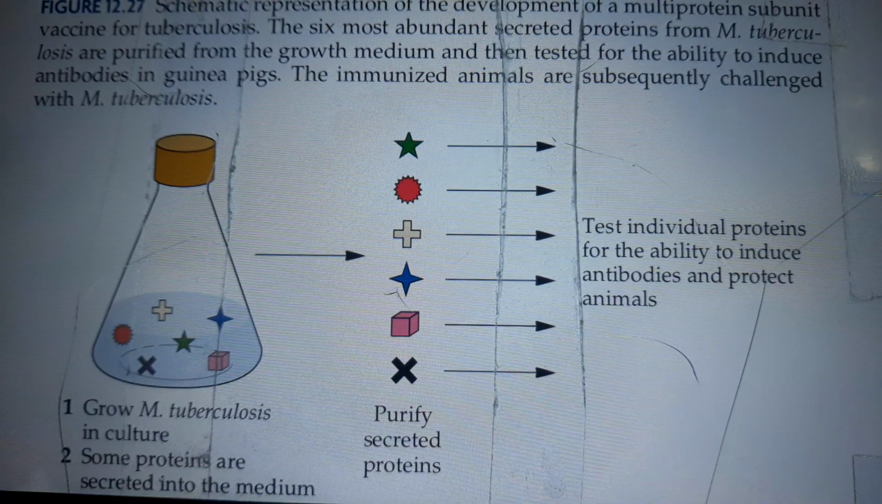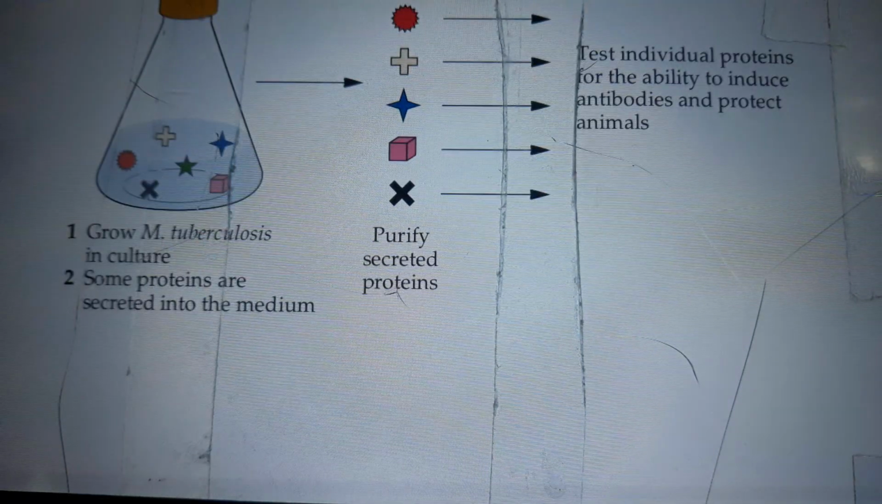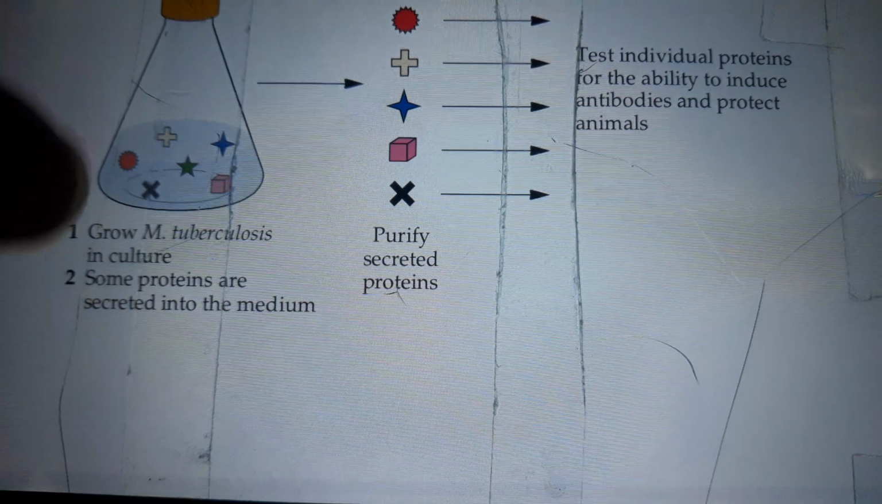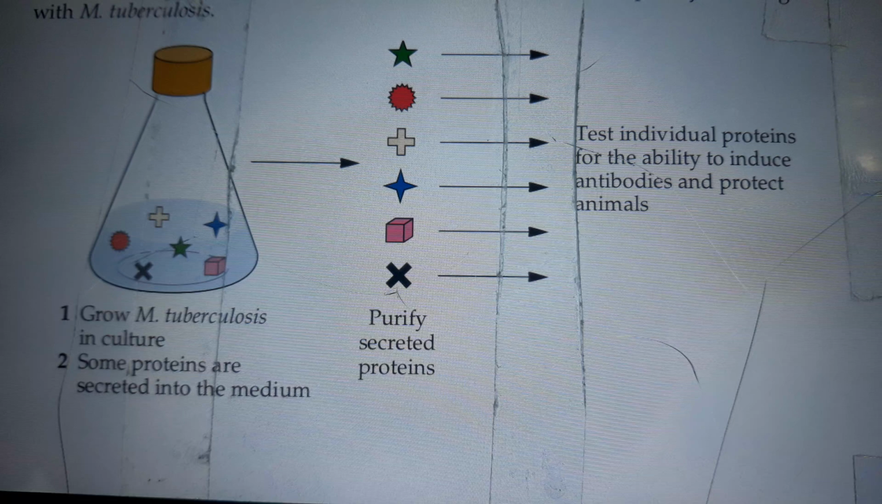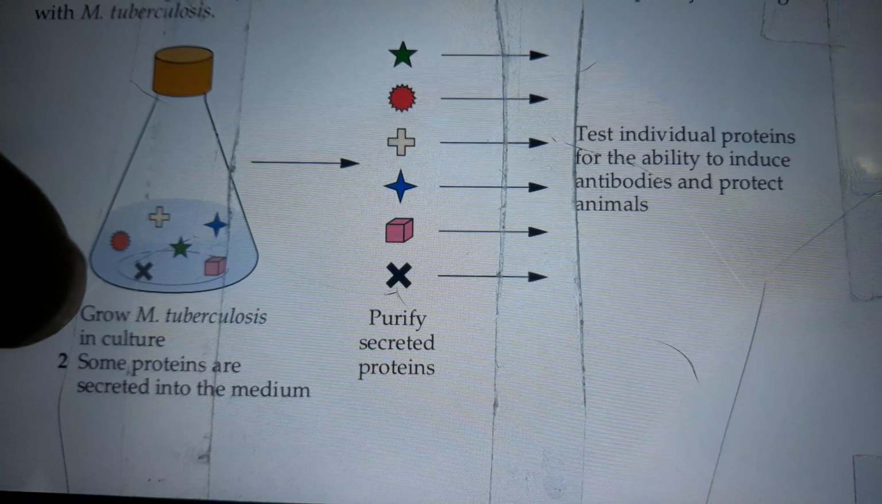tuberculosis are purified from the growth medium and then tested for the ability to induce antibodies in guinea pigs. The immunized animals are subsequently challenged with M. tuberculosis. Growing M. tuberculosis in culture, some protein is secreted into the medium. Then you see the purified secreted proteins, where individual proteins are tested for the ability to induce antibodies and protect animals.